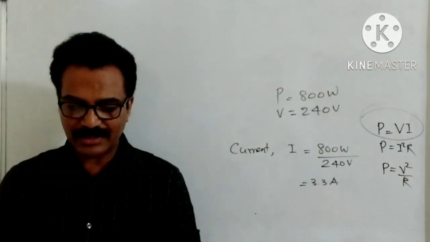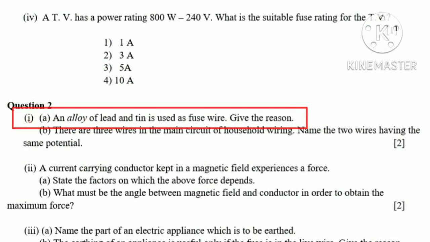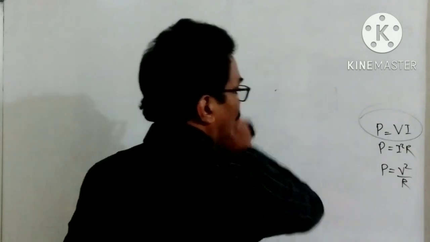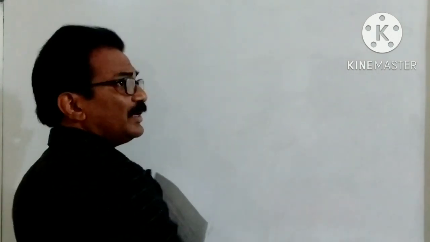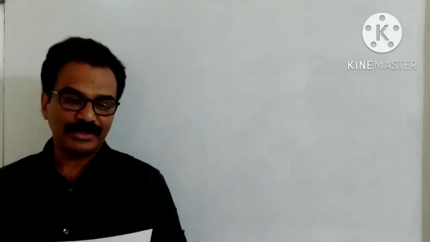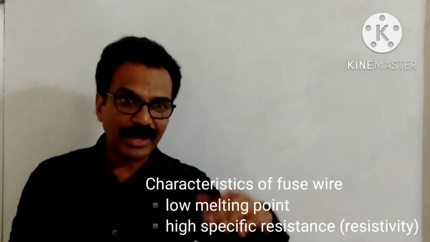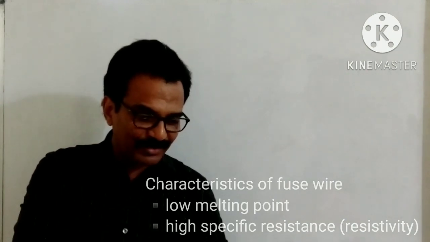An alloy of lead and tin is used as a fuse wire. Give a reason why. This alloy of lead and tin has a low melting point and high resistivity. Actually, the required characteristics of a fuse wire are low melting point and high resistivity. Both are satisfied in the case of the alloy of lead and tin, so we are using that one.